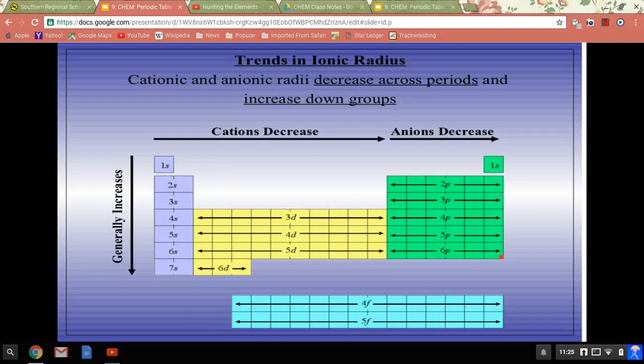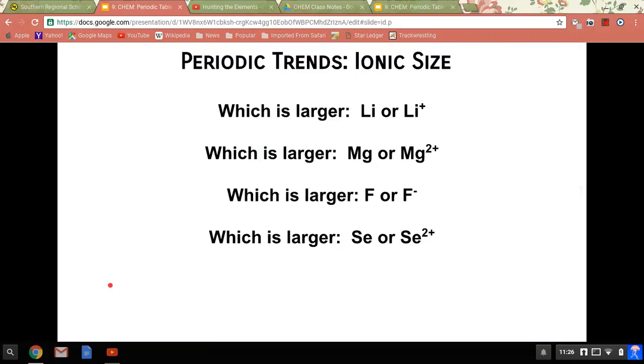Here's our general trend of cations and anions as we go down and across the periodic table. Cations, we know they decrease as you go from the left to right, and then anions, even though they're generally larger than the cations, still follow the decreasing trend. And then both cations and anions, doesn't matter, increase in size as you go down a group. So ionic size increases as you go down a group. Take a minute, look at these cations and anions, and circle which one is larger for each pair.